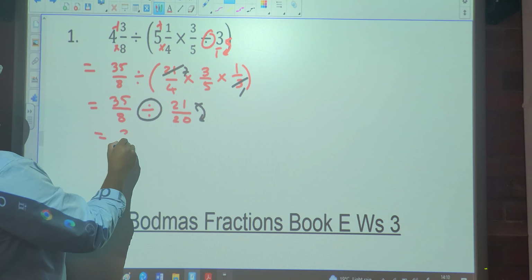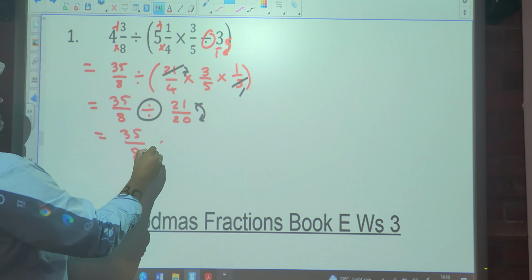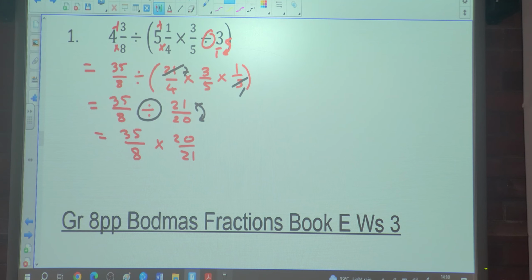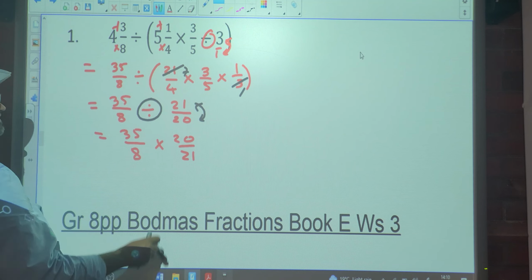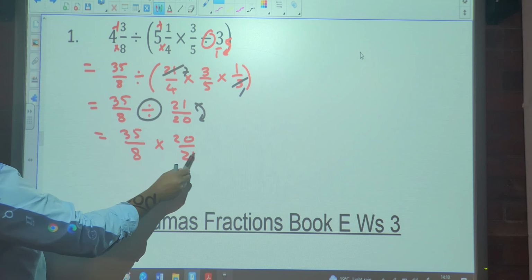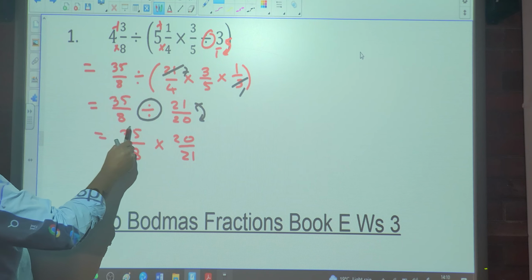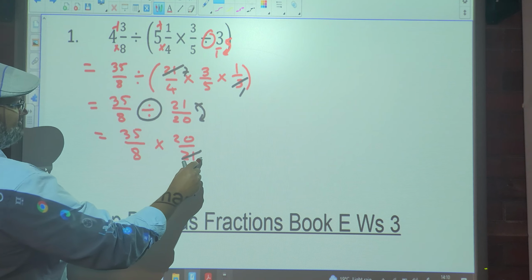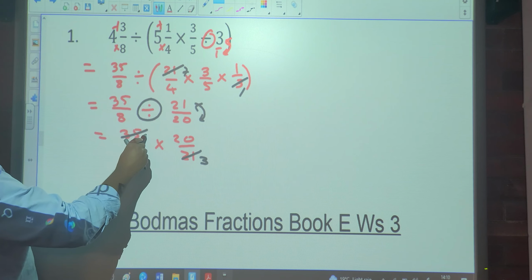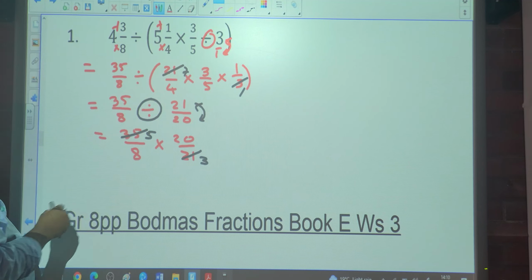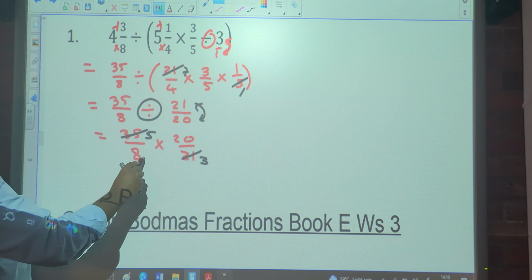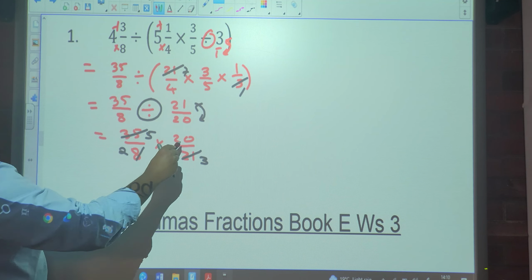So it's 35 over 8 multiplied by 20 over 21. So what do I do now? We're going to simplify where we can. We'll cancel where we can. Is there anything that can simplify into 21 and 35 without remainder? Yes. 7 going into 21, 3 times. 7 going into 35, 5 times. Anything that can cancel into 20 and 8? 4 goes into 8 twice. 4 goes into 20.